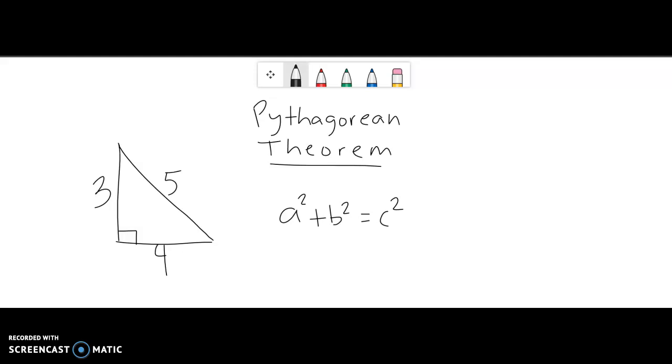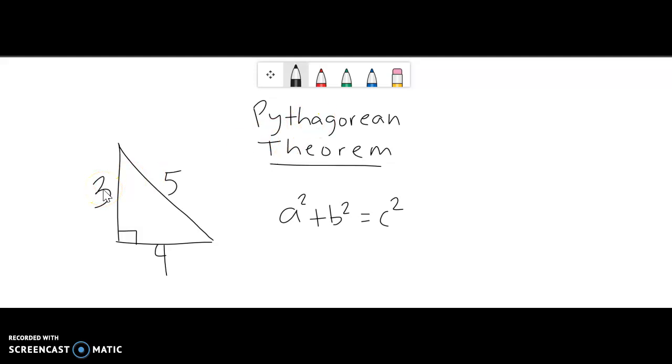This video will be over how to use the Pythagorean Theorem in order to find a missing length. And the length that we're going to focus on today is the hypotenuse length being missing. So I'm going to start with something that's the most basic thing I can do.